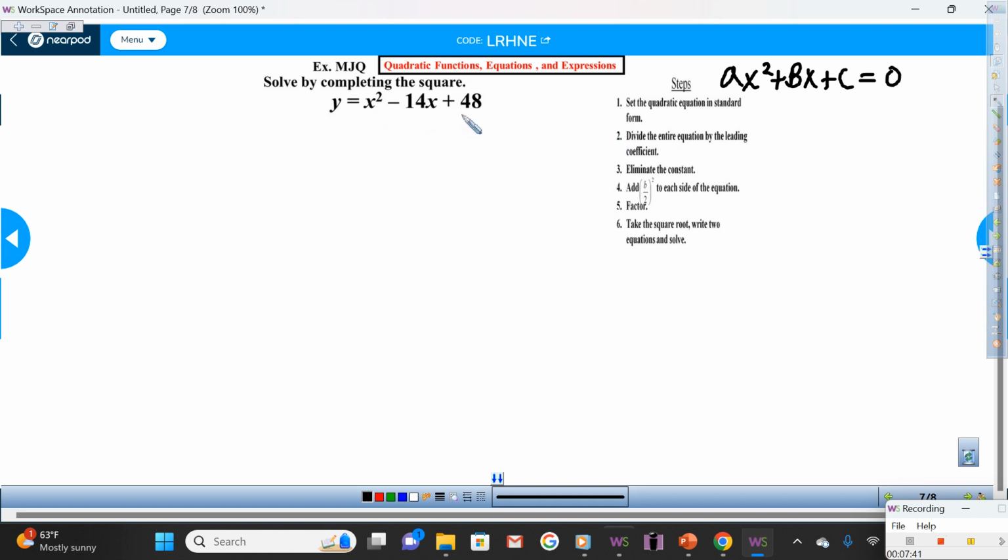Is it from greatest to lowest degree? Yes, but it's not equal to what? So let's change that to 0 equals, and you can leave it on the left side, x squared minus 14x plus 48. Step 1 done. Let's go to step 2. It reads, divide the entire equation by the leading coefficient. What is my leading coefficient here, guys? An invisible 1. So let's divide everything by 1 just for muscle memory, which leaves it the same.